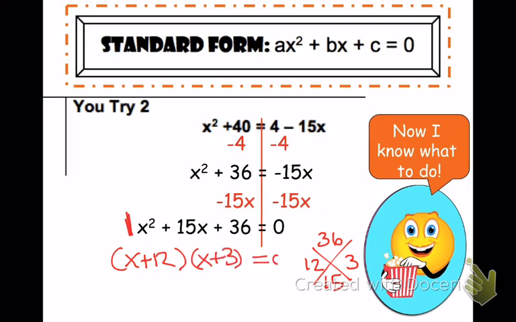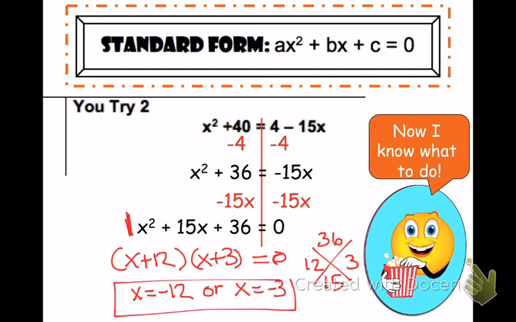And that's how you get your final answers of x equals negative 12 from the first factor or x equals negative 3 from the second factor. All right, go ahead and get to work then.